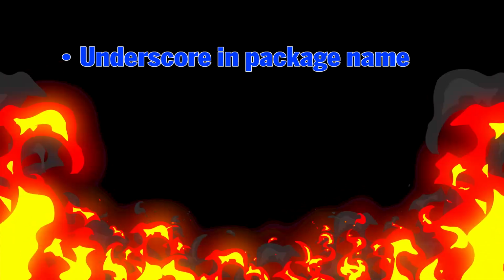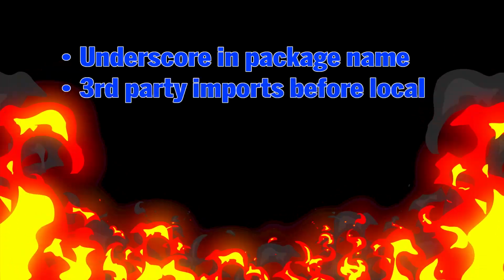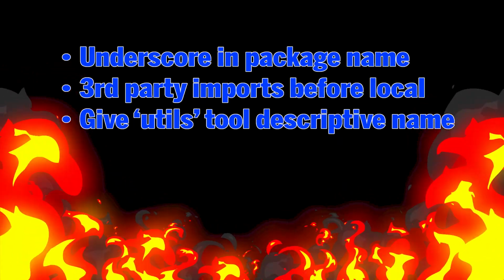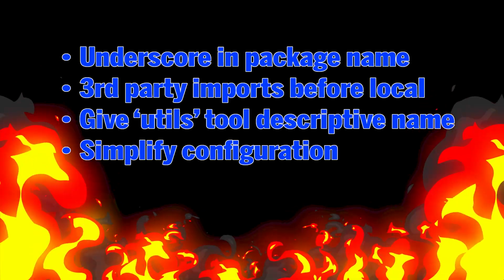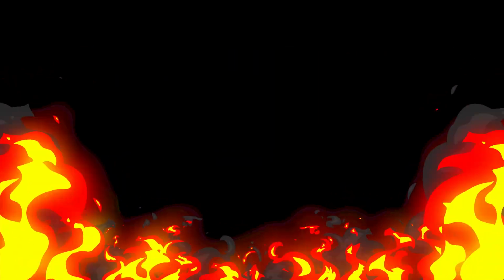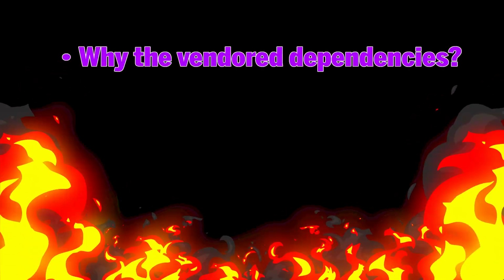Nitpicking, non-conventional package name with an underscore in it. The import ordering was a nitpick I mentioned. I would rename the utils package to cmd/gen key or something like that. And I would eliminate much or maybe all of the configuration variables stored in the JSON. If there are variables remaining, I would use environment variables. And finally, the last question I would ask this candidate during an actual interview is, why did you vendor your dependencies? What was the goal there?